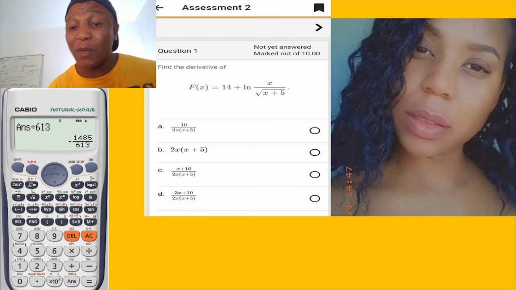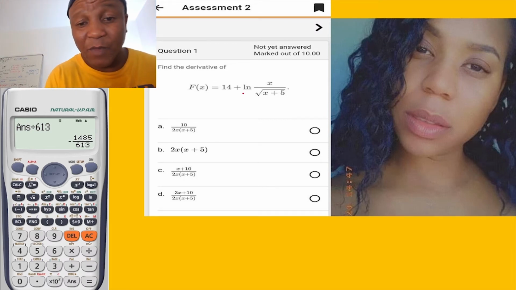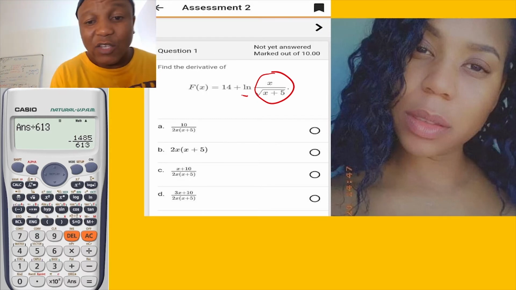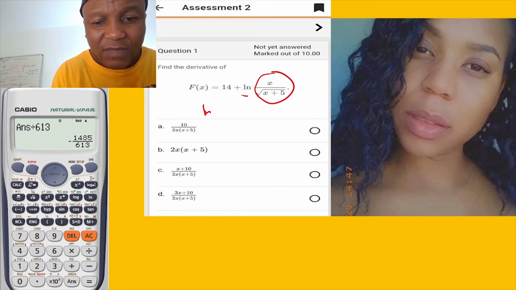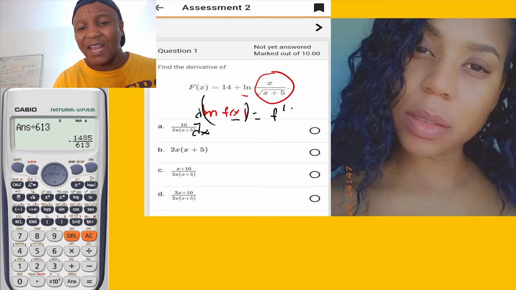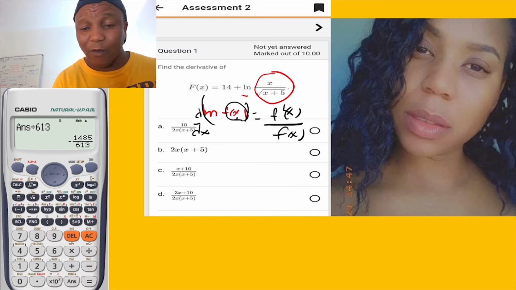Before we get started, you see here you have ln of a function. If you have ln of a function and somebody says take the derivative, what I do is take the derivative of the function right on top, over whatever you have inside the ln.